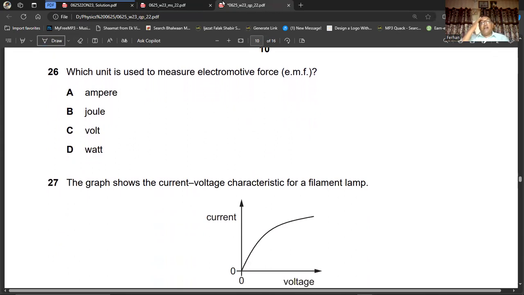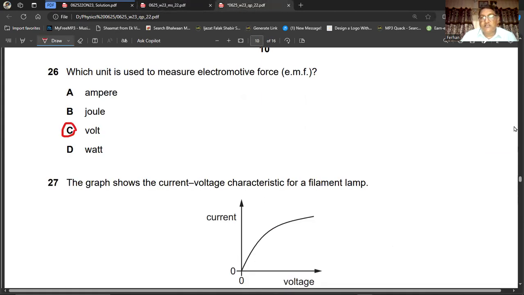Question number 26 is which unit is used to measure electromotive force EMF? Electromotive force is measured in volt. Okay, that is very simple. It's a fact. It is measured in volt. So I think C is the option. Question number 26, C is the right option, sir.